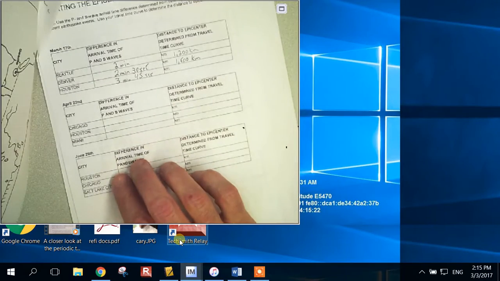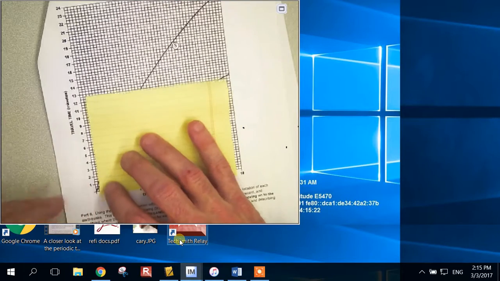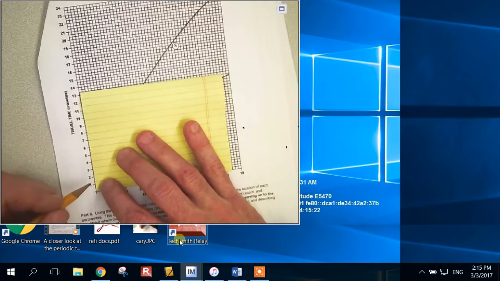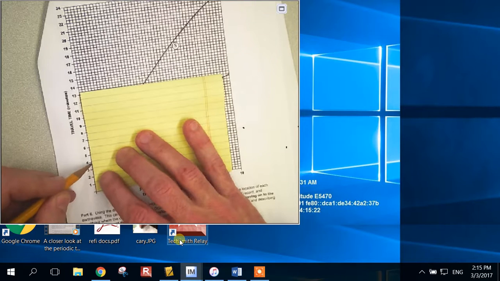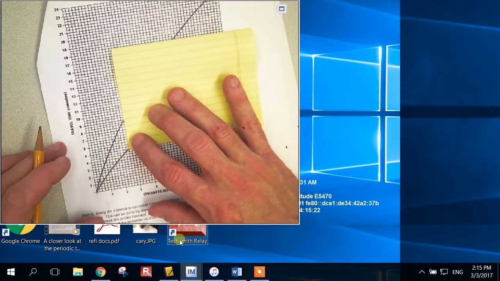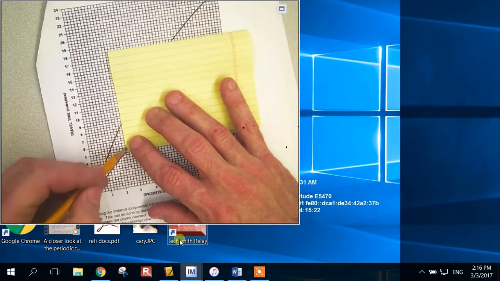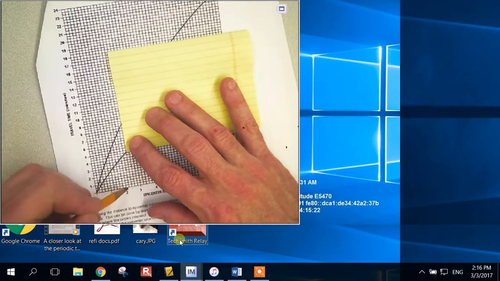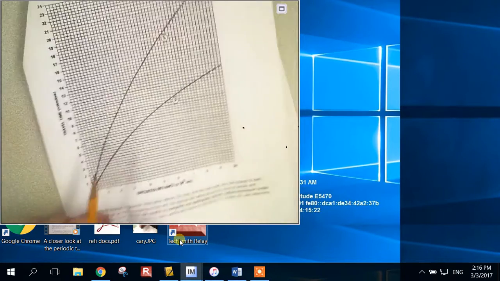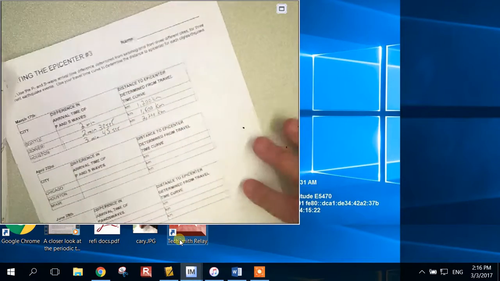Okay, and last, 3 minutes and 45 seconds. There's another mark for that. 1, 2, 3, 45 would be about right there. Okay, and again slide it up until they meet. Looks like it's about right there, which would be 2,200 kilometers.